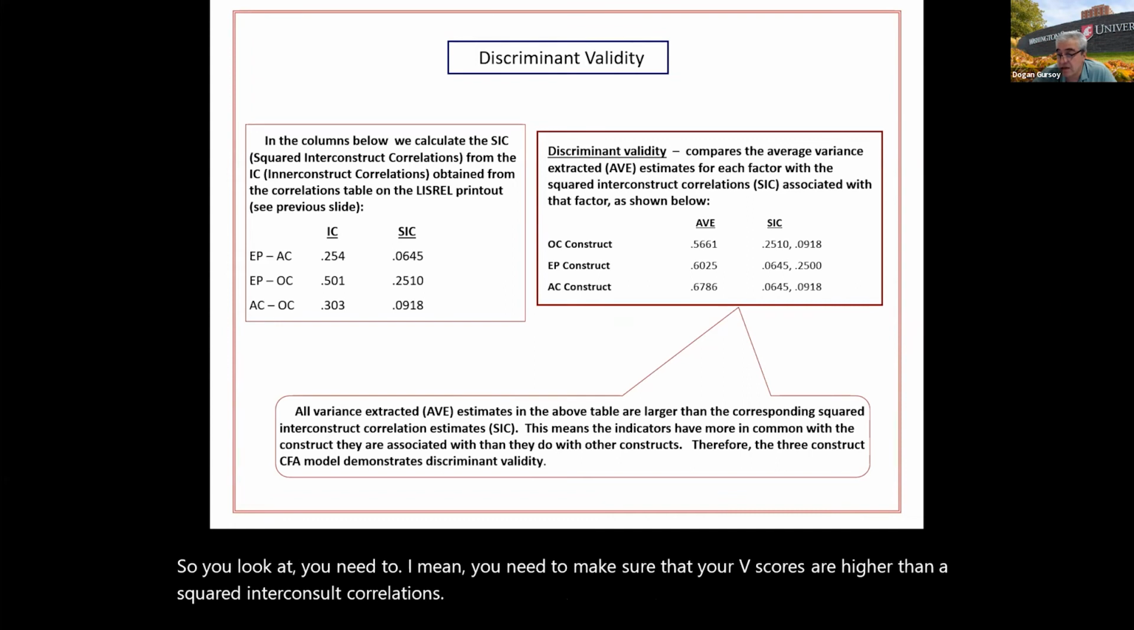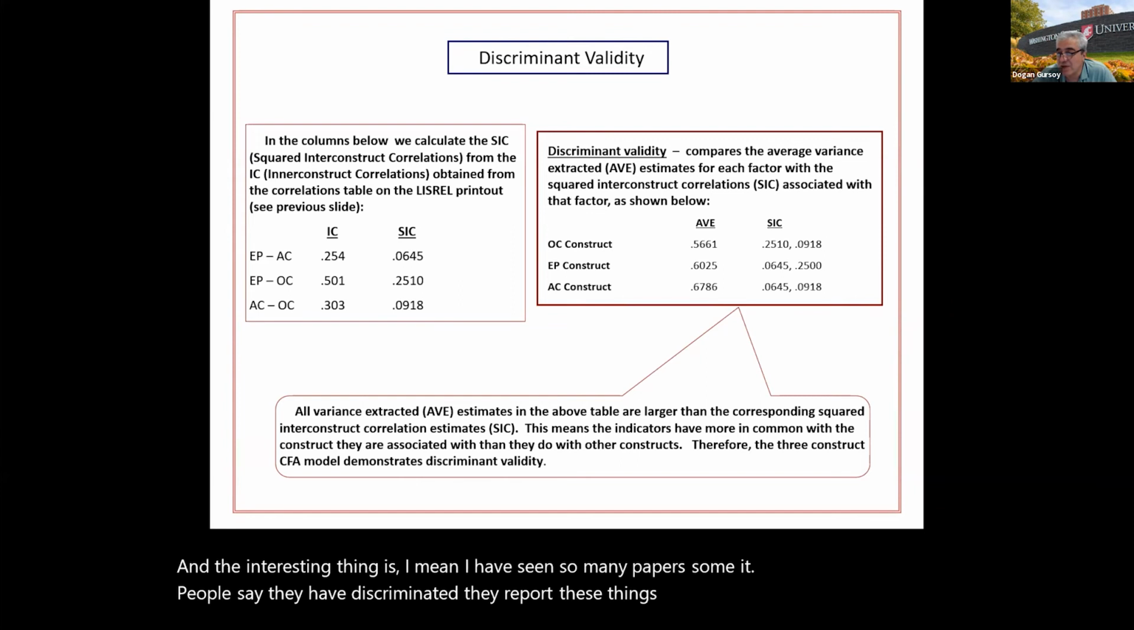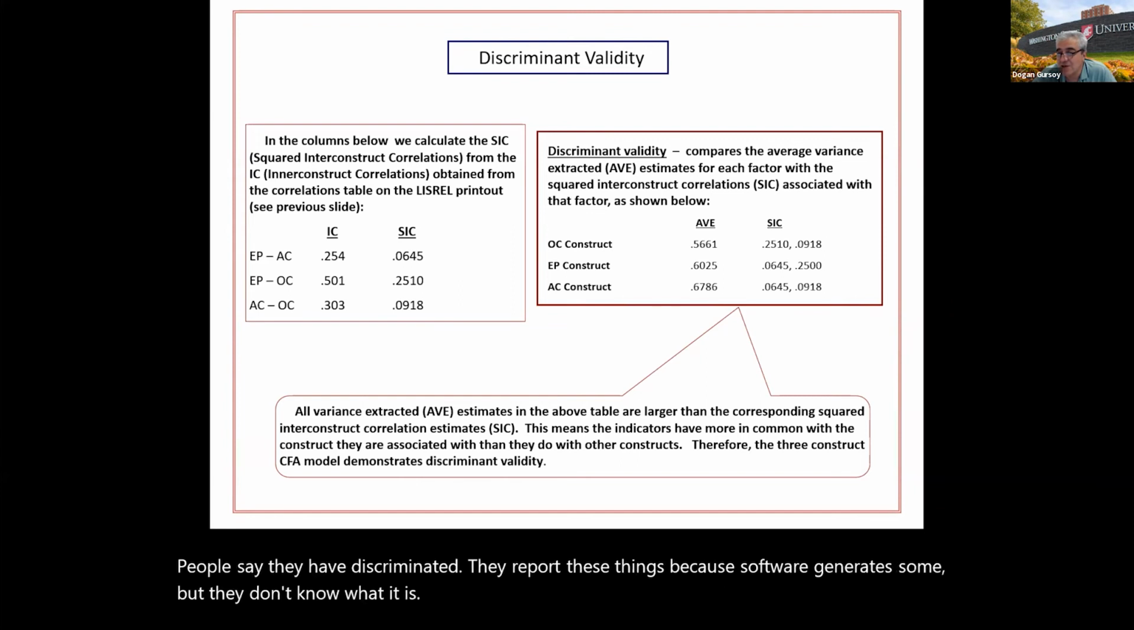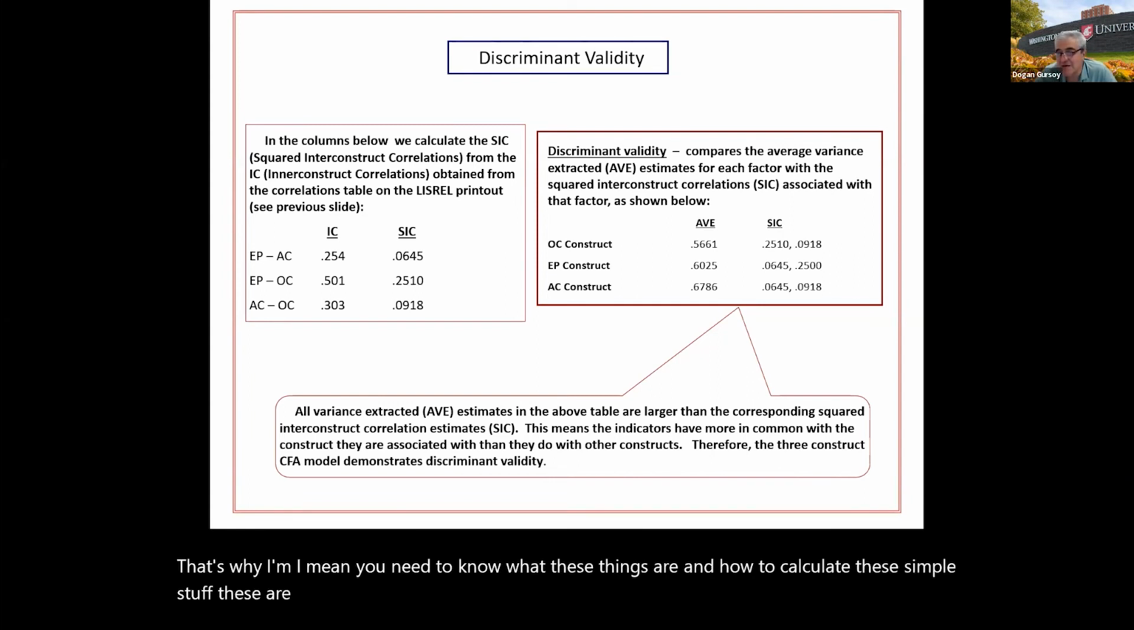And the interesting thing is, I have seen so many papers submitted. People say they have discriminant validity, they report these things because the software generates them, but they don't know what it is. And then you look at the table, there's no discriminant validity. People don't even realize it. That's why you need to know what these things are and how to calculate these simple things. They are not that complicated.